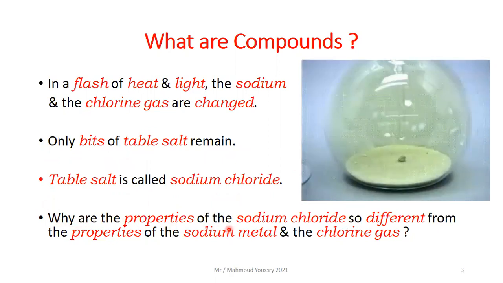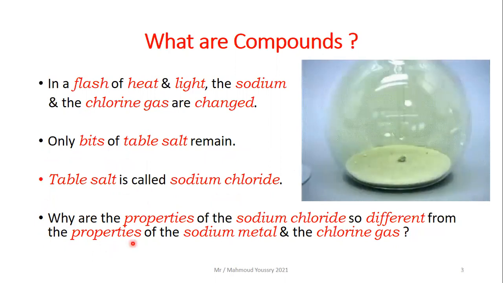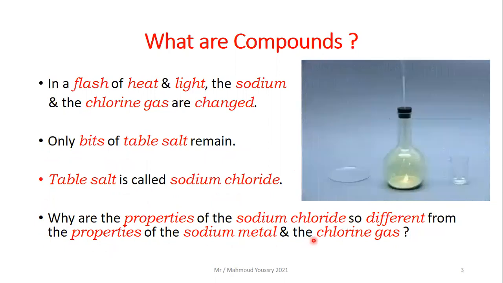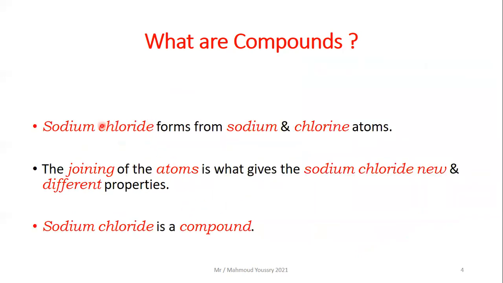Why are the properties of sodium chloride so different from the properties of the sodium metal and the chlorine gas? Because sodium chloride forms from sodium and chlorine atoms. The joining of the atoms is what gives the sodium chloride new and different properties. Because sodium chloride is a compound, and compounds have different properties than the elements that made them.